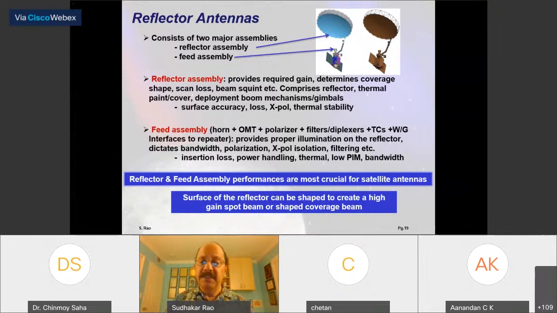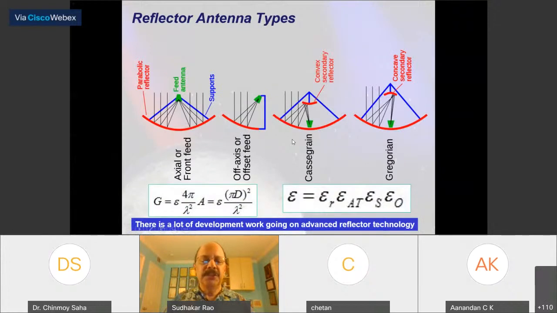And you can shape the surface of the reflector. You can keep it paraboloid. You can shape it to generate the contoured beam or shaped beam to cover the country, such as India or US. These are the reflector basic geometries.